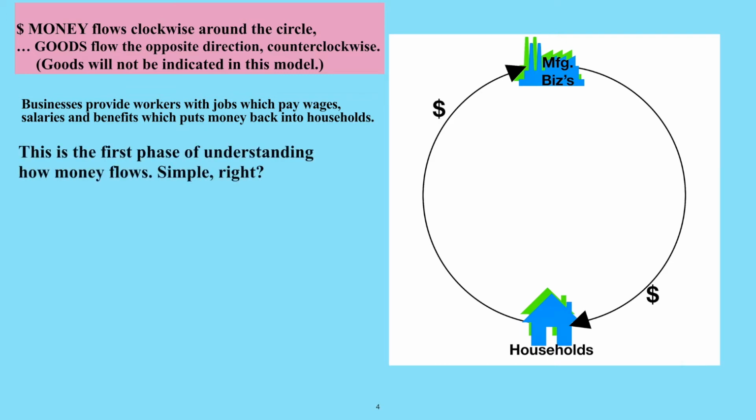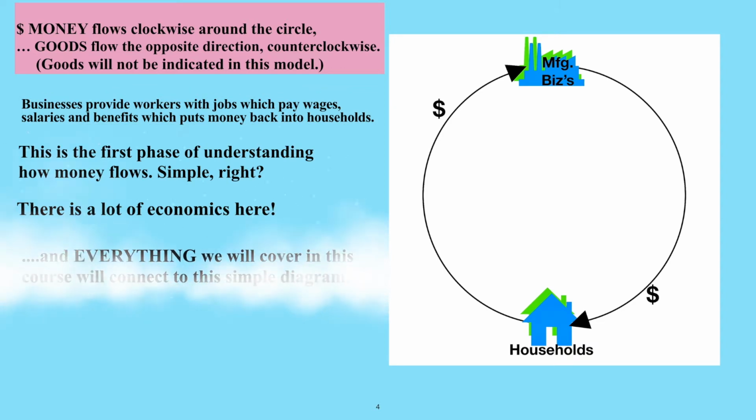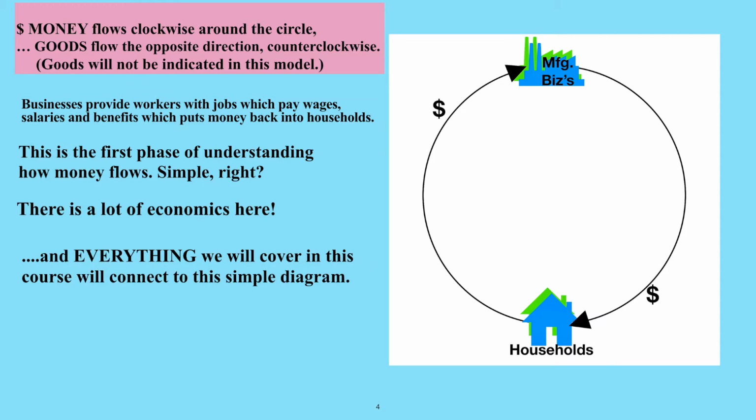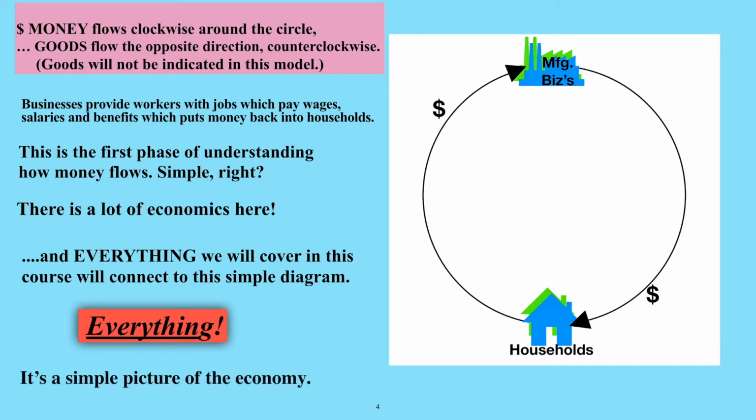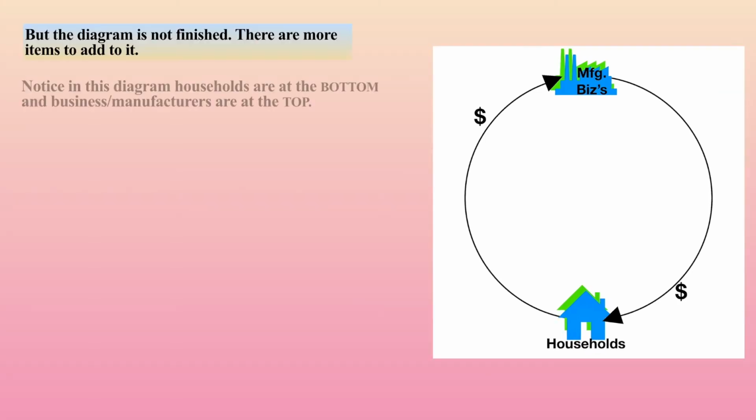This is the first phase of understanding how money flows. It's simple, right? But there's a lot of economics here. And everything we will cover in this course will connect to this simple diagram. And I do mean everything. It's a simple picture of the economy. It's a model of the economy. But the diagram is not finished. There are more items to add to it.